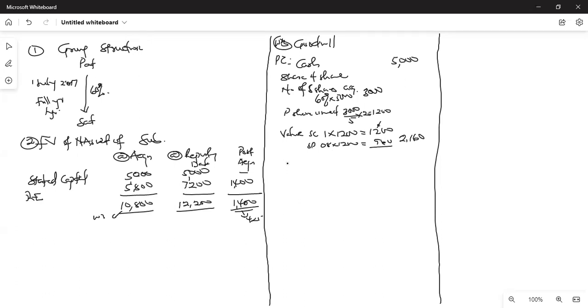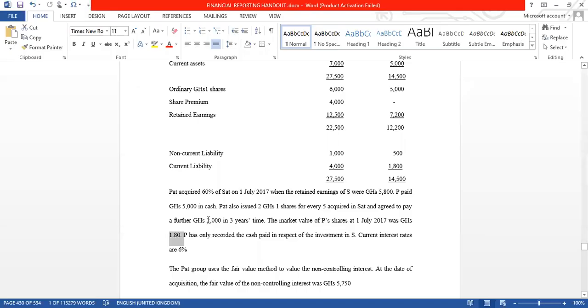All right. Then not only that, there was a deferred consideration. What did they tell us? They said that they will pay 2,000 in 3 years' time. So it means that we need to PV it. What is the cost? 6%. So what are we going to do?